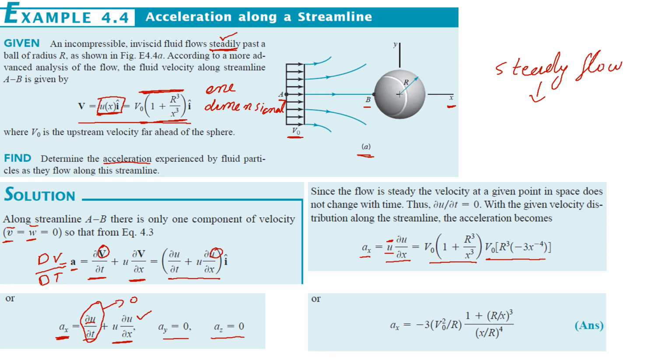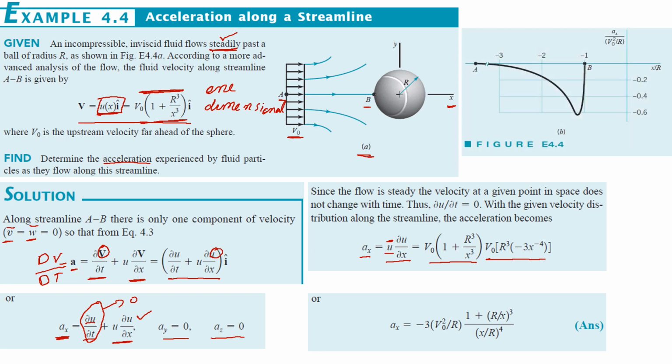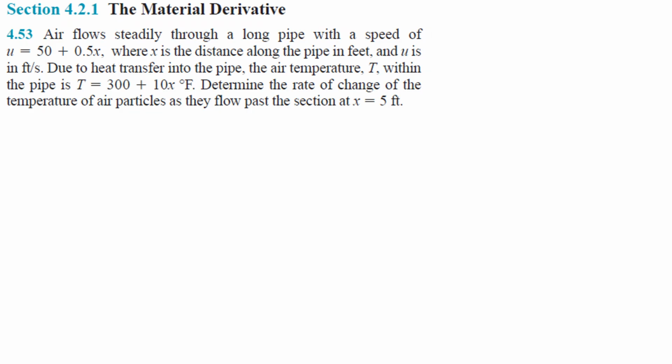So this is our final result, and if you want to plot some values and draw a graph for this, you can also do that by taking values for the acceleration term and plotting it against x over r, that is x along the streamline direction and r is the radius of this ball. So for different values of these two, you can plot your acceleration curve for this particular example. Hope this is clear. Moving on to the next one.